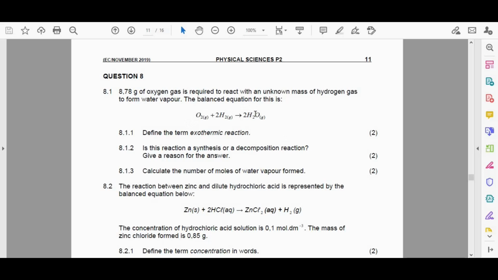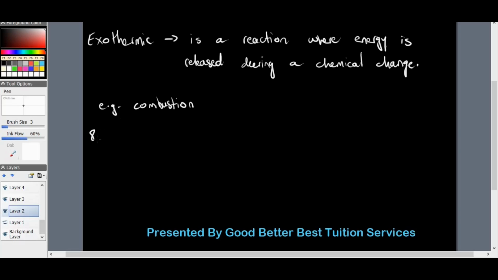We're not taking apart water here. We are actually creating water or forming water, or water is being formed. So it's definitely not a decomposition reaction. Therefore, it must be a synthesis reaction. So that's what we'll do. We'll state in 8.1.2 that, well, it can't be decomposition. So therefore, it must be synthesis because new compounds or a new compound are forming. Okay, new compounds are forming or a new compound is being formed.